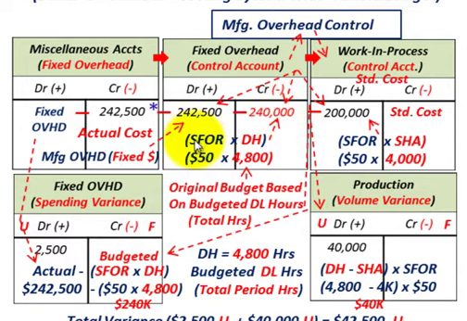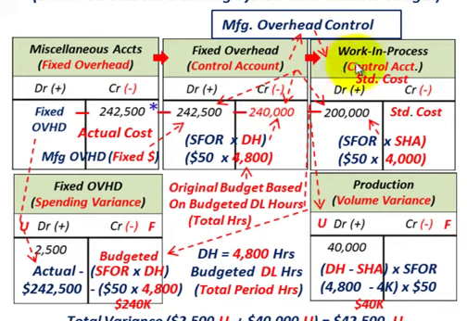That's simply taking your standard fixed overhead rate, $50 per hour, times your total budgeted direct labor hours, which we call denominator hours, that we have calculated at 4,800 hours. So $50, the standard fixed overhead rate, times those 4,800 hours is $240,000.